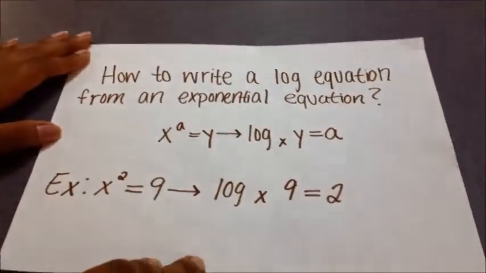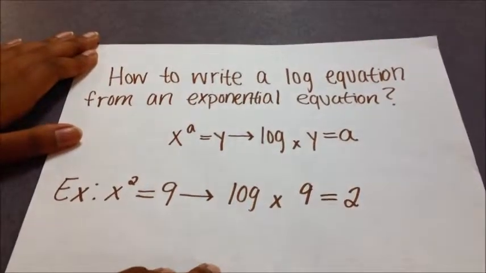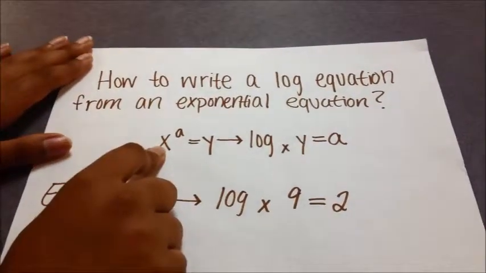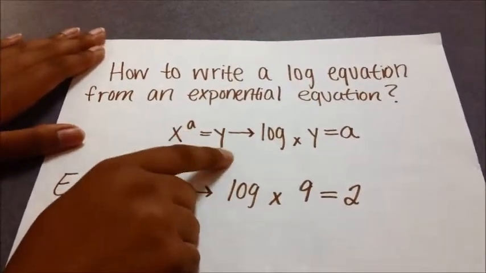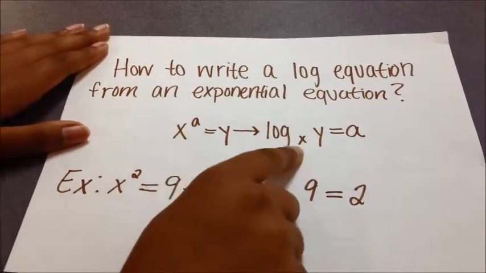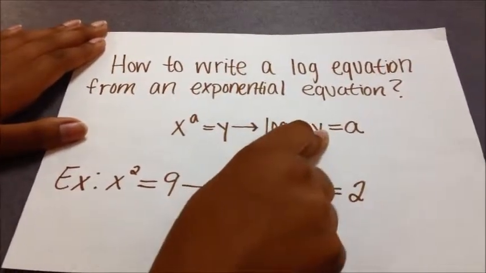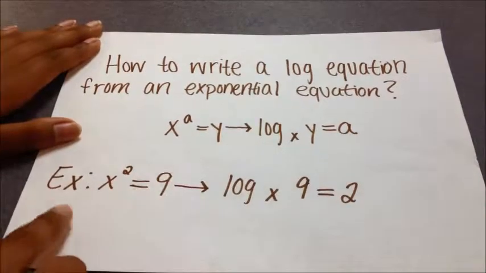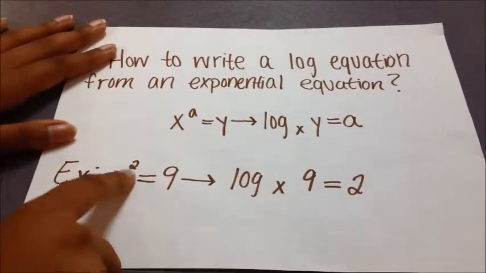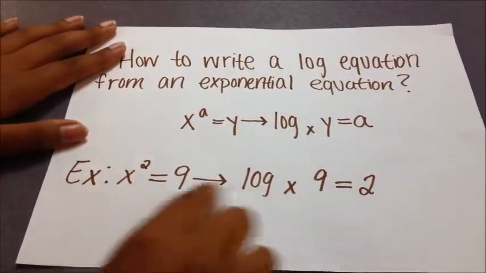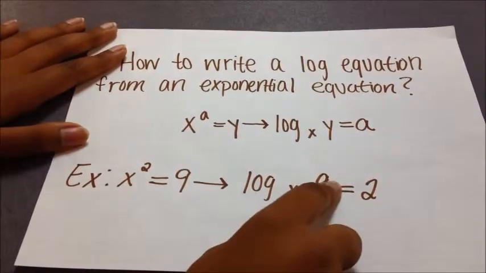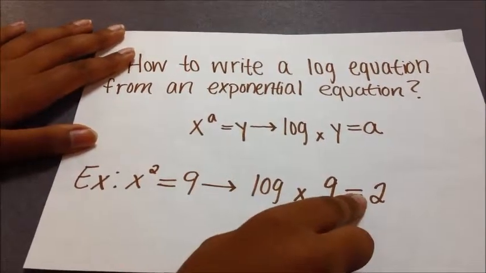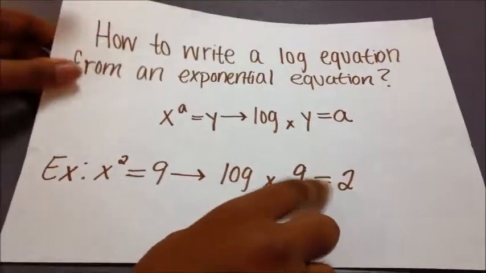How do you transform an exponential equation into a log equation? Since an exponential equation is x to the a equals y, a log uses the same base, so log base x of y equals the exponent. An example, x to the 2 equals 9. The log would use the same base, log base x of 9 equals 2. Then you can solve for x.